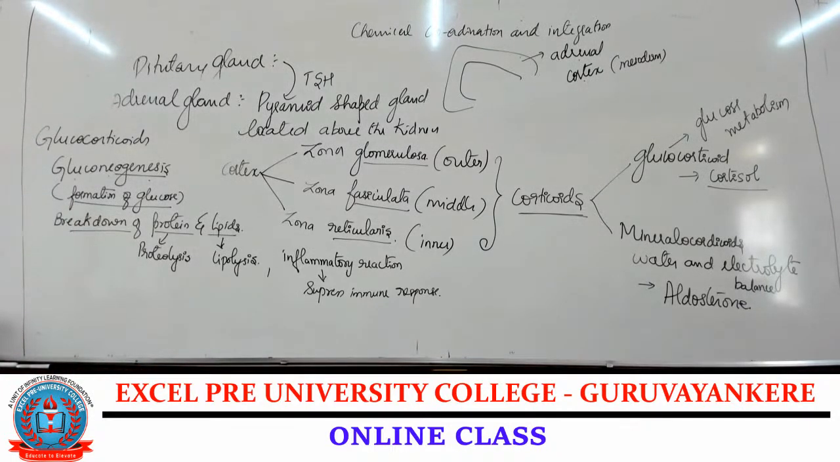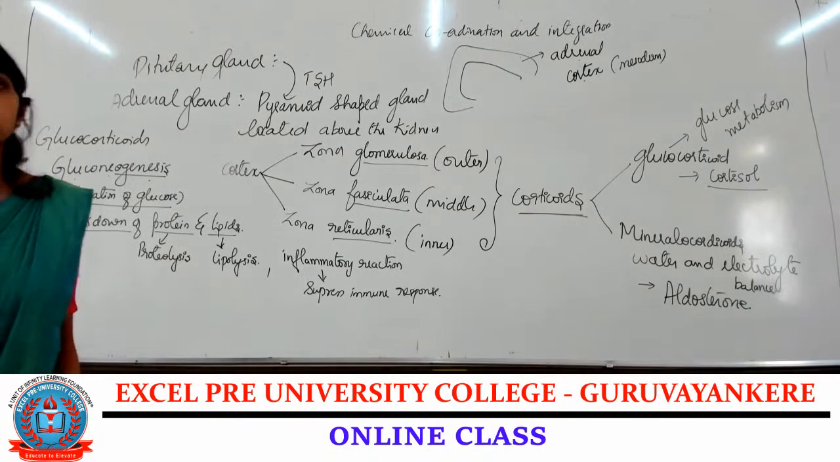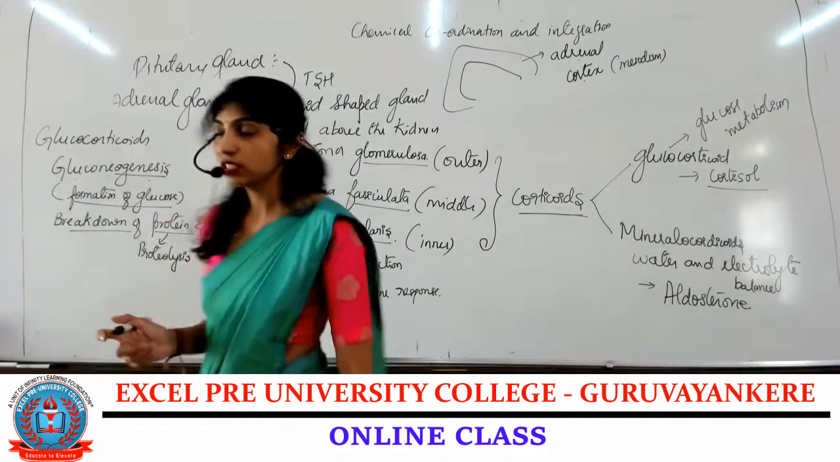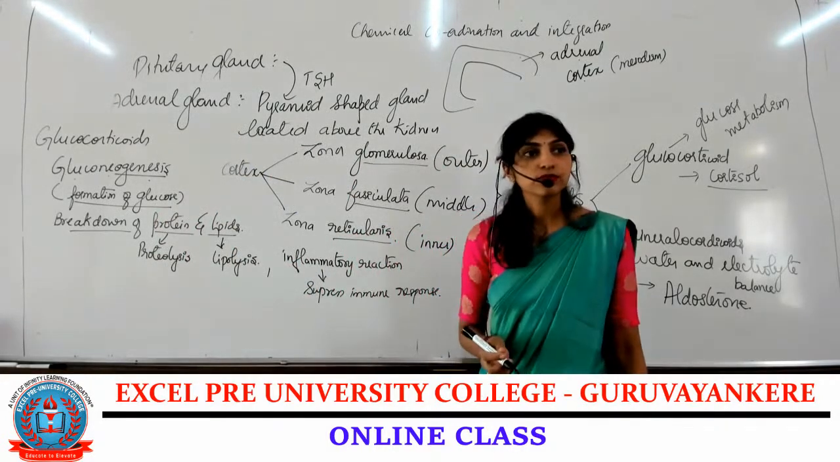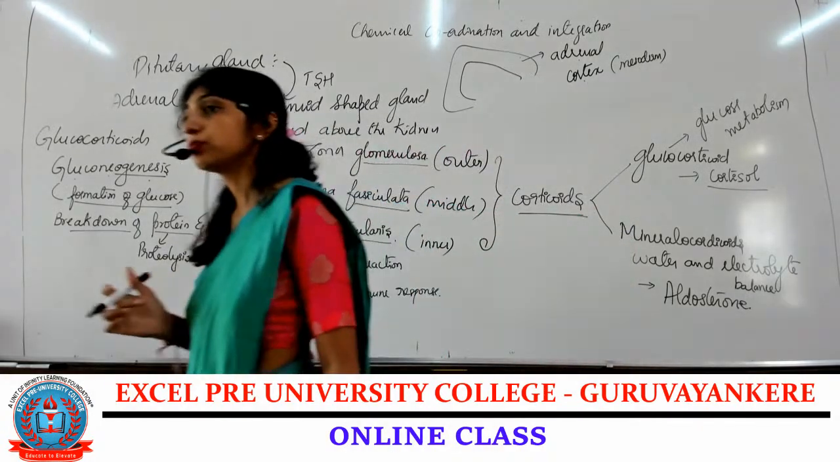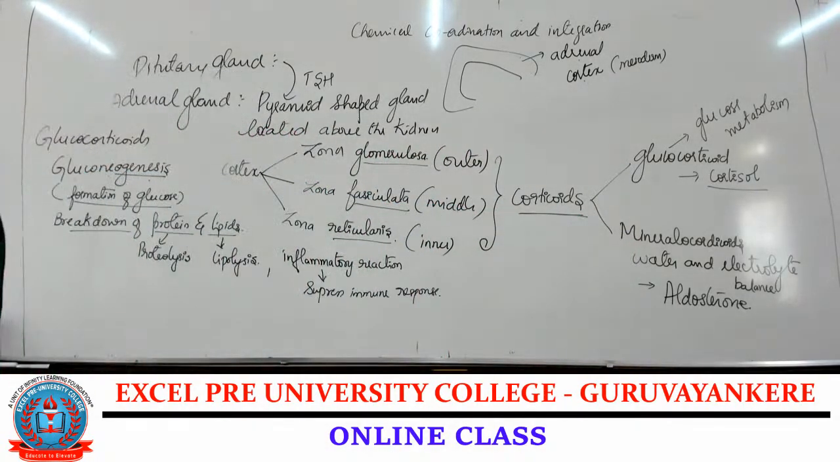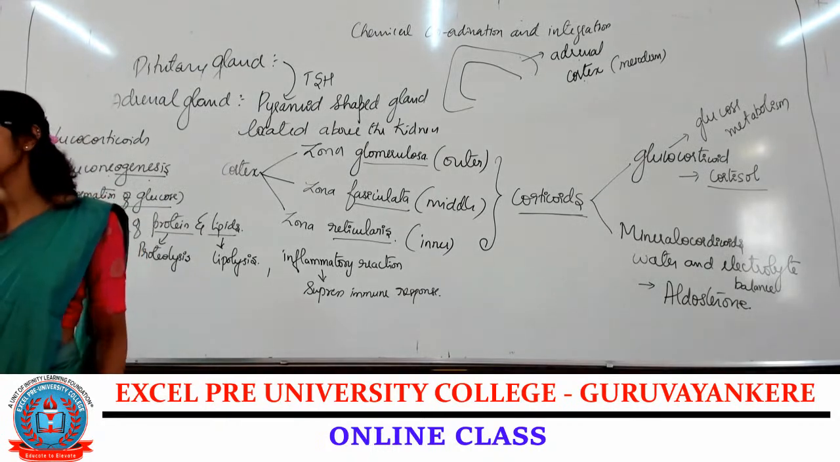They also help in RBC production. Glucocorticoids help in RBC production. Along with glucocorticoids, which other hormone is involved in RBC production? Thyroxine hormone. Clear? Is RBC production clear?